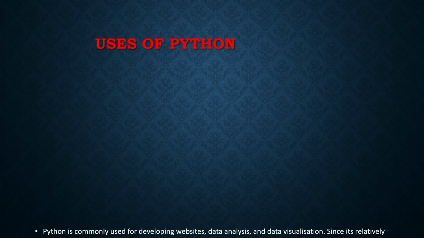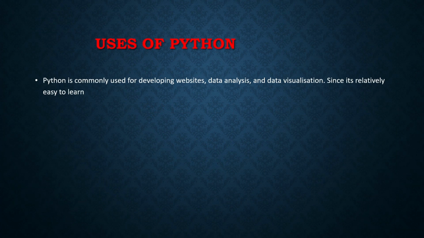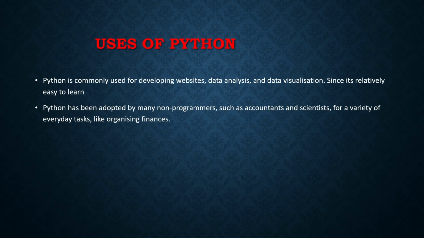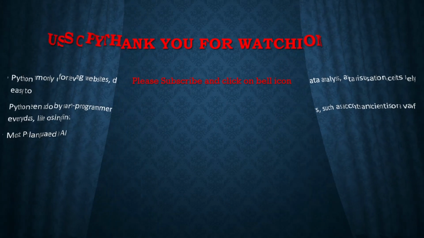And let us talk a brief about uses of Python. Python is commonly used for developing websites, data analysis, data visualization, since it's relatively easy to learn and practice. Python has been adopted by many non-programmers, such as accountants and scientists, because it's easy to learn, maintainable and easy to understand, for a variety of everyday tasks like organizing finance. The most popular uses are AI and machine learning. Python is most commonly used and is a powerful tool in artificial intelligence and machine learning.